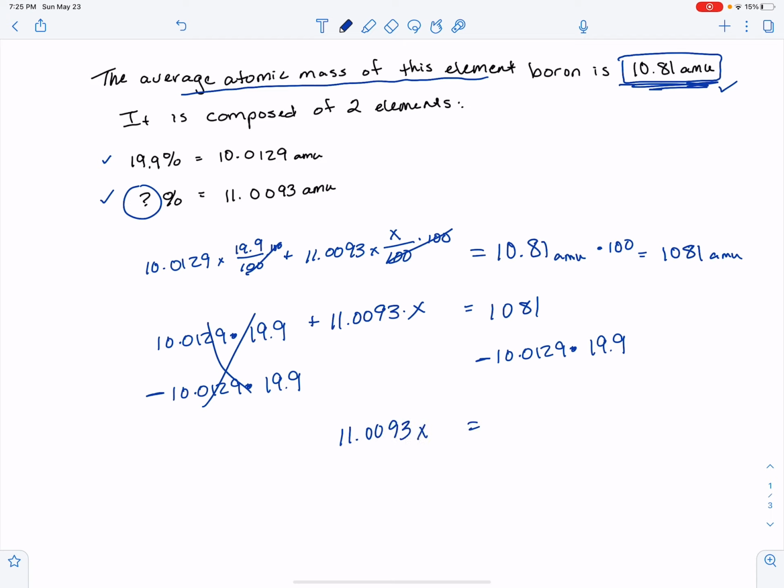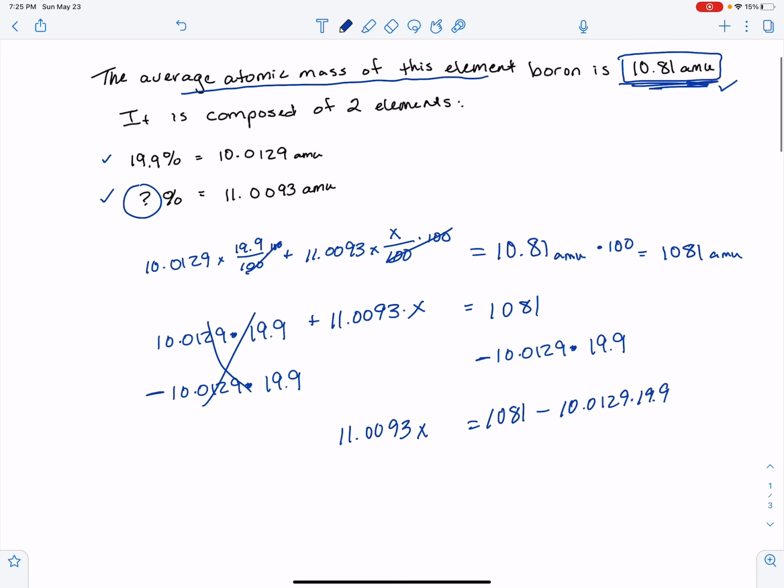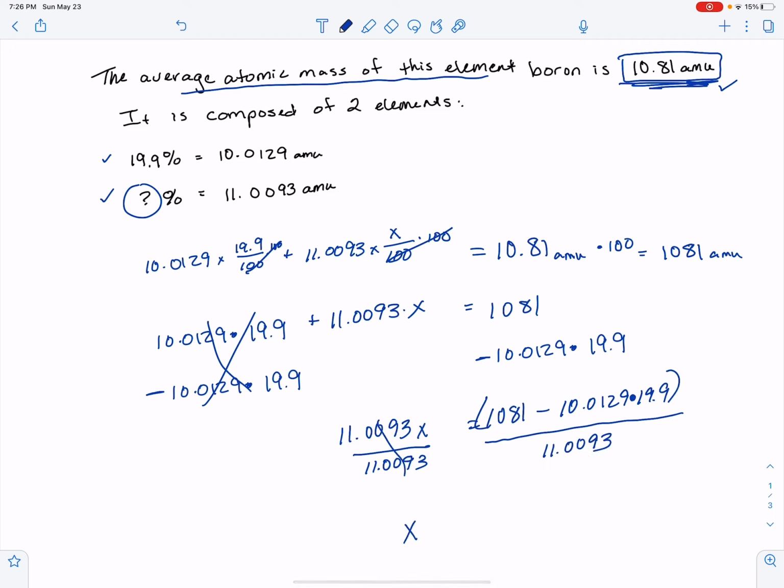And I'm left with 11.0093x equals 1081 minus 10.0129 times 19.9. And that's a times. Don't want to get confused and think it's a decimal. Now, the last thing I need to do is get that x by itself. So I'm just going to divide both sides, and I have to divide the whole entire thing, not by my x, but by my 11.0093. That cancels that one out, so that should give me x.